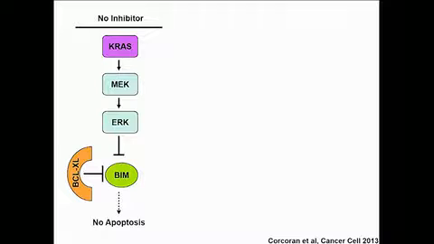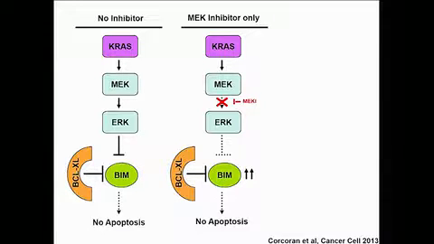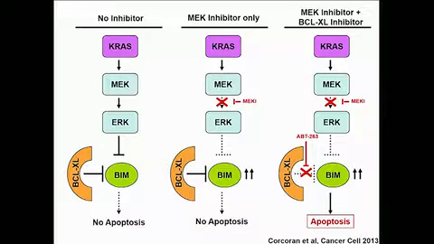And so our model is that at baseline, BIM levels are suppressed by the MAP kinase pathway, and any BIM that's present is bound and inhibited by BCL-XL for good measure. In the presence of a MEK inhibitor, you get this dramatic induction of BIM protein, but all of this BIM is bound and inhibited by BCL-XL. But now if you give a MEK inhibitor with an inhibitor of BCL-XL, you now free these increased levels of BIM to promote cell death.